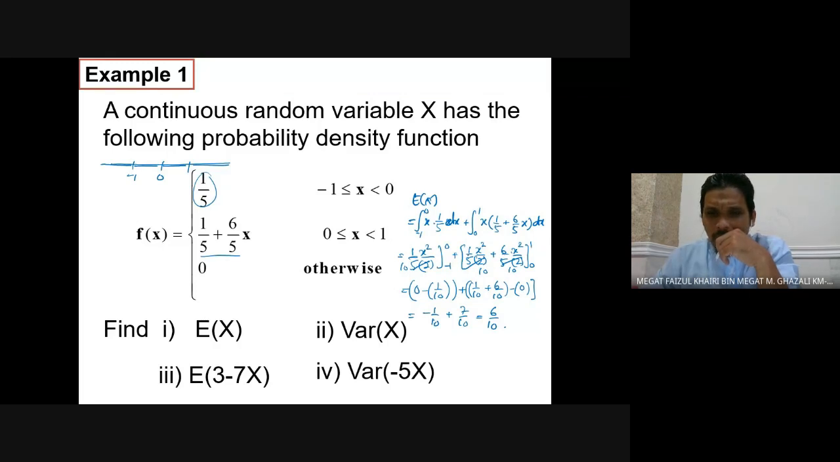1 square is 1/5. So 1 whole square 6/10. Wait. x multiplied with 1 over 5, 1 over 5x, plus 6 over 5x squared, dx. So here should be 3 and 3 here. So it is 15. Okay. Buat perubahan sikit. Make a correction of this.